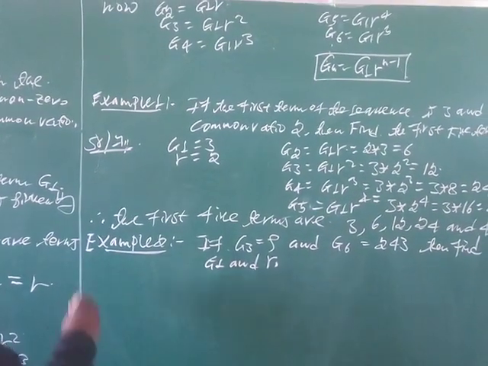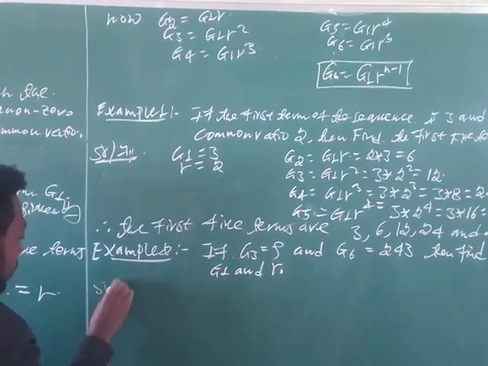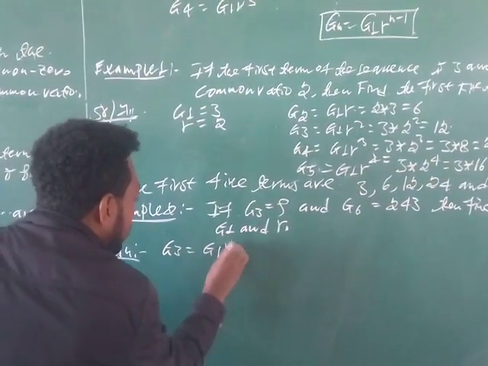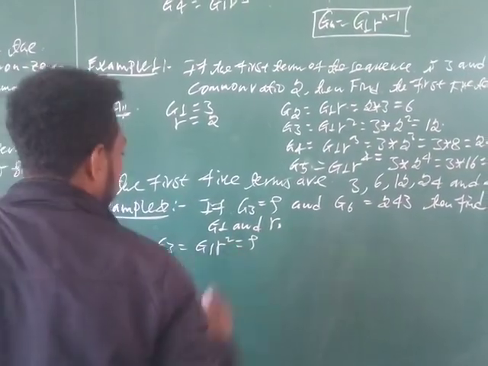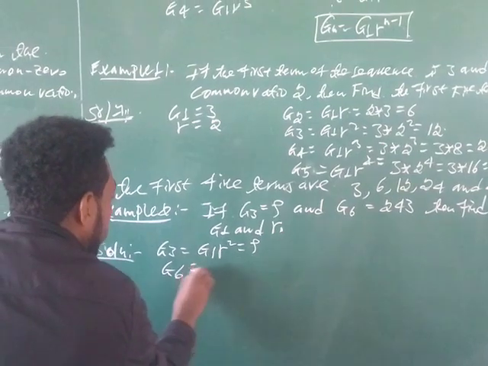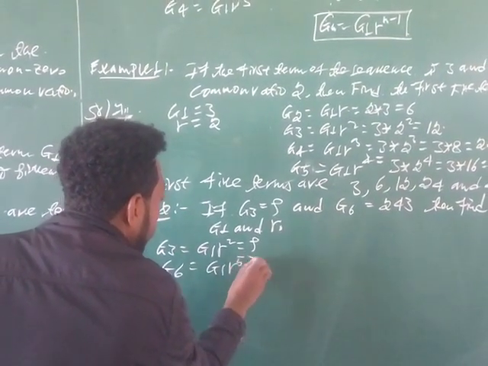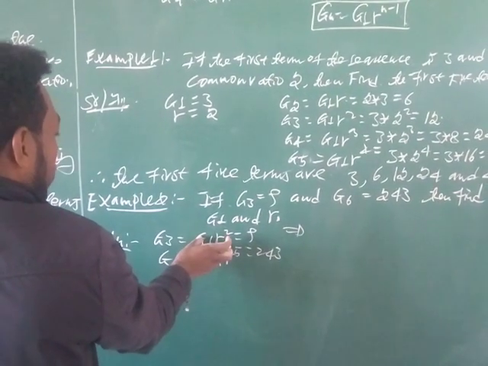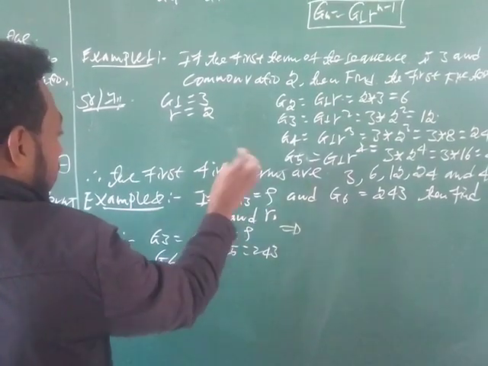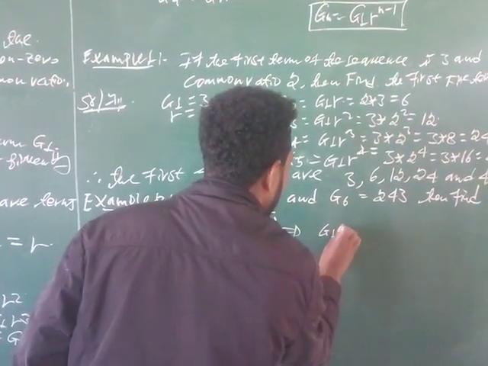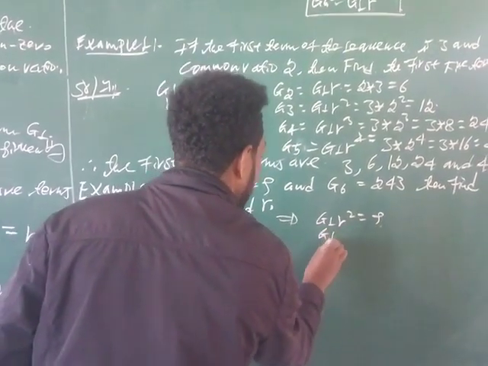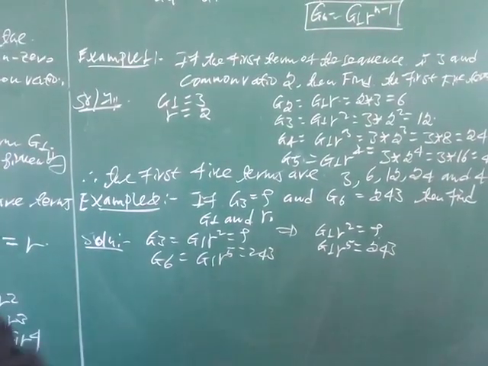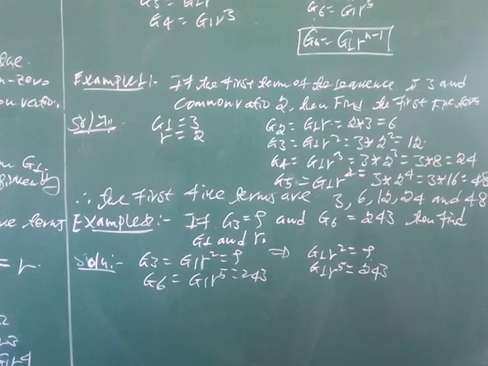Now we have the solution here. Given that g3 is equal to g1 r squared, that is 9. And also g6 is equal to g1 r to the 5 is equal to 243. In order to get g1 and r, here we have 2 unknown variables. Now we are going to find g1 and the common ratio r. So g1 r squared is 9, g1 r to the 5 is 243.